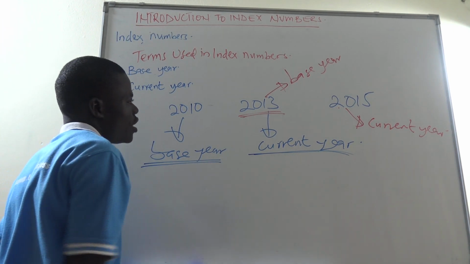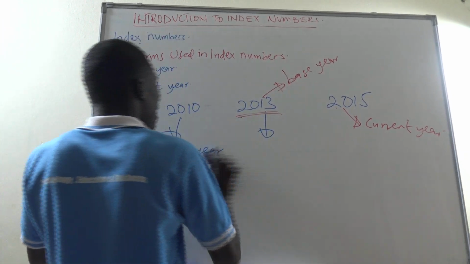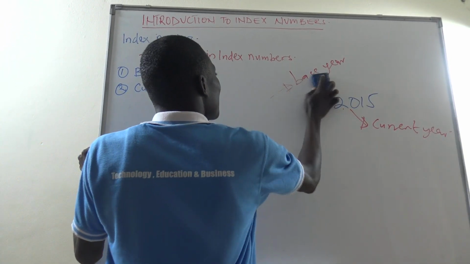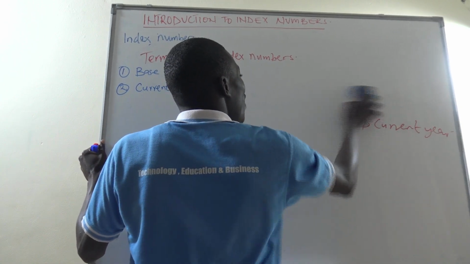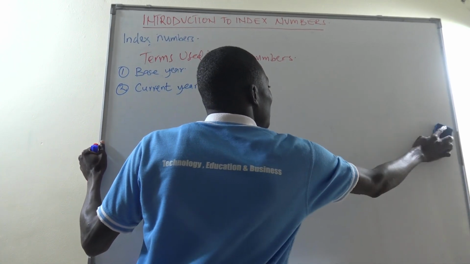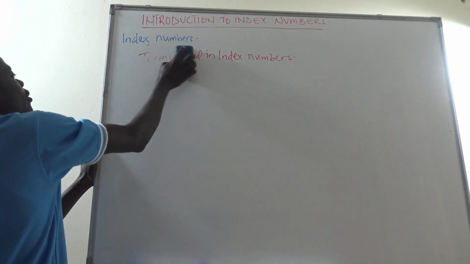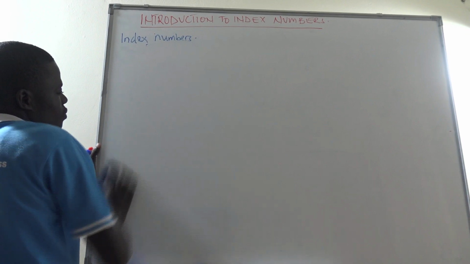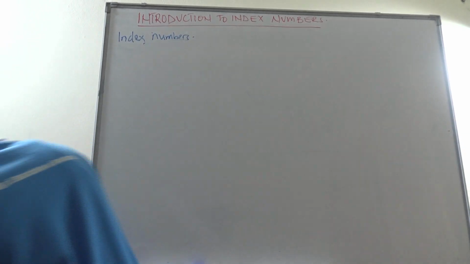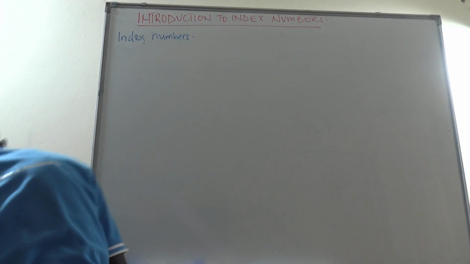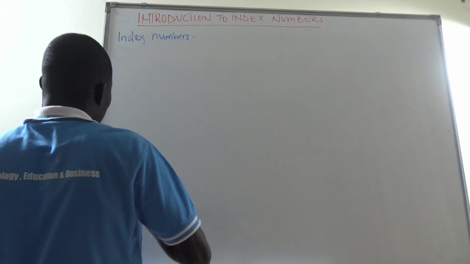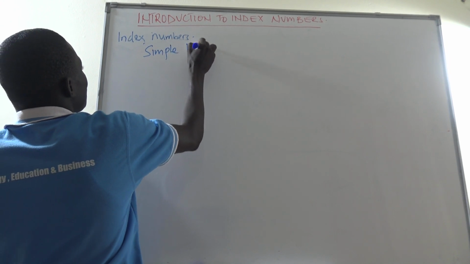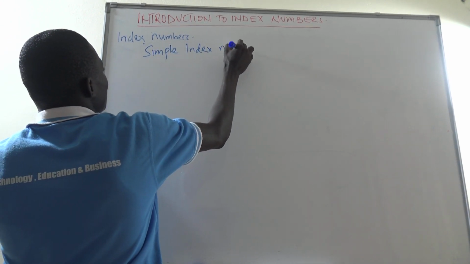So that's how we use these terms in calculating the index numbers. After knowing how to obtain the base year and the current year, let us proceed and see what those index numbers include. What we are going to look at is called simple index numbers.